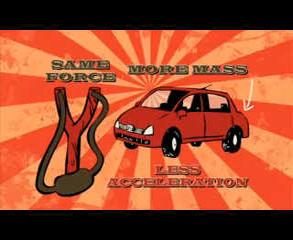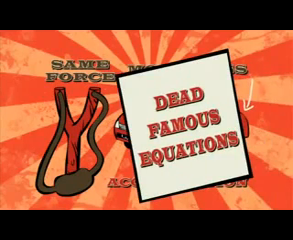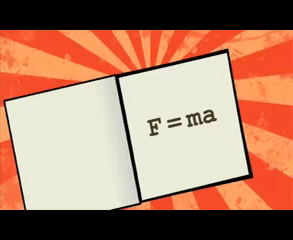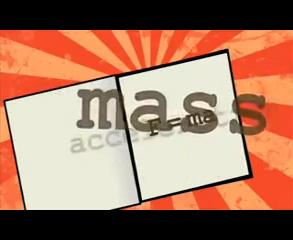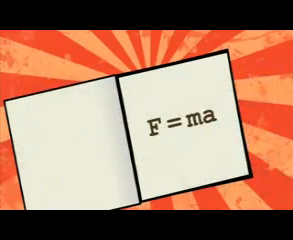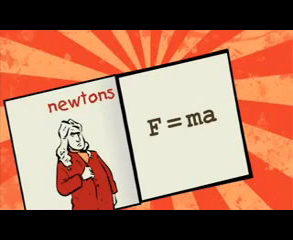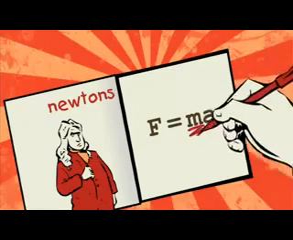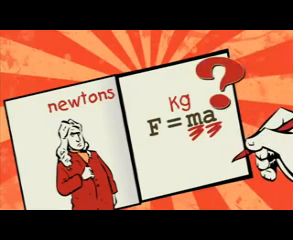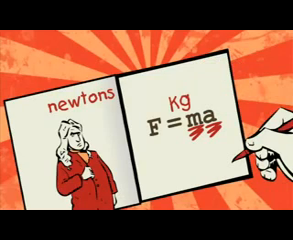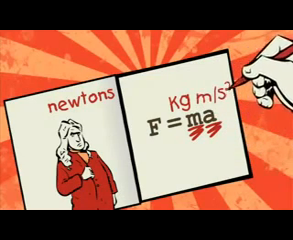We can join all this up in an equation. Here it is, and it's dead famous. F equals ma. F, the resultant force, equals the mass times the acceleration. F is measured in units called newtons, named after Isaac Newton, who came up with the equation in the first place. Mass is measured in kilograms, and acceleration is measured in, correct! Meters per second squared.